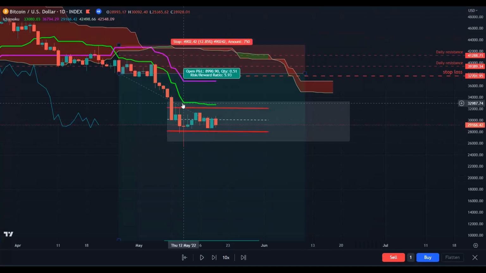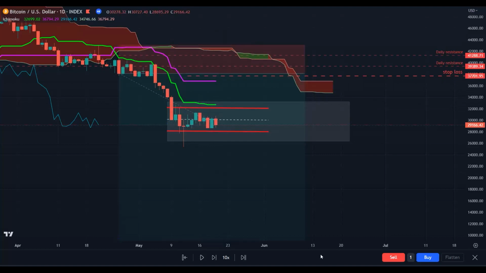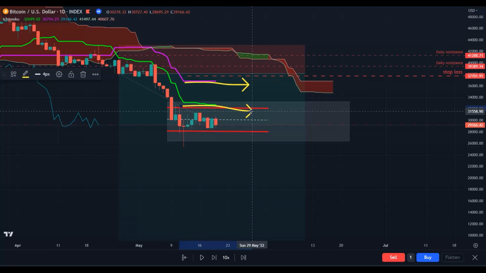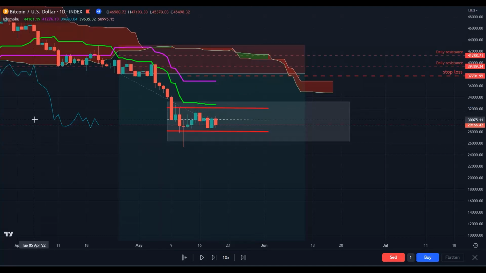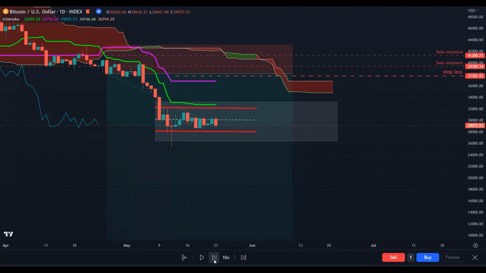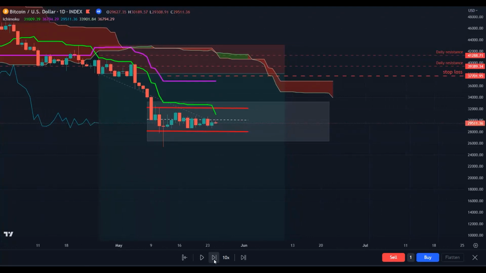Okay, how did I find that this is a sideways market? First, the candles are playing in a certain zone. Second, you see the Tenkan-sen and Kijun-sen are parallel. This is the Kijun-sen, this is the Tenkan-sen. They are parallel, which is a sideways market. Okay, so be prepared for that. Here, price is playing in a sideways range.